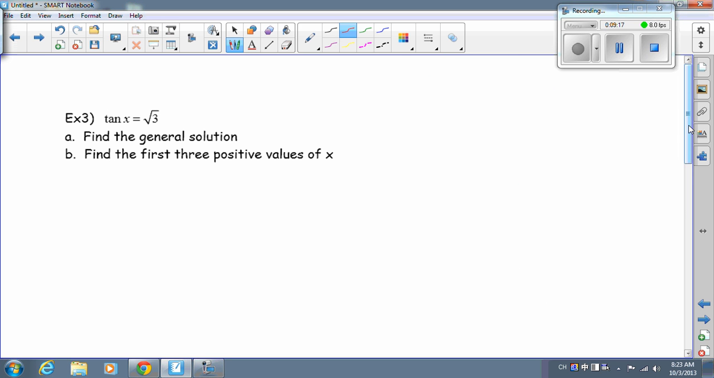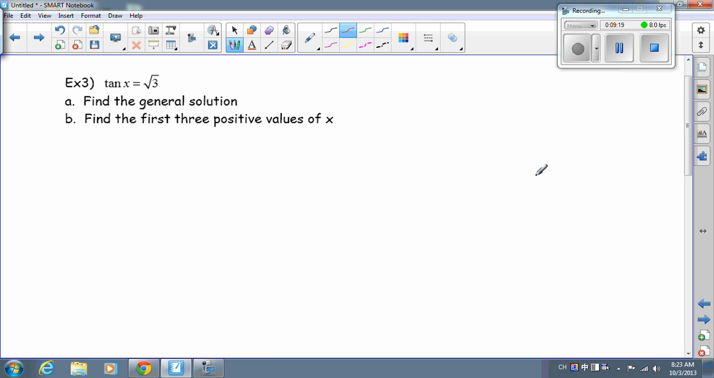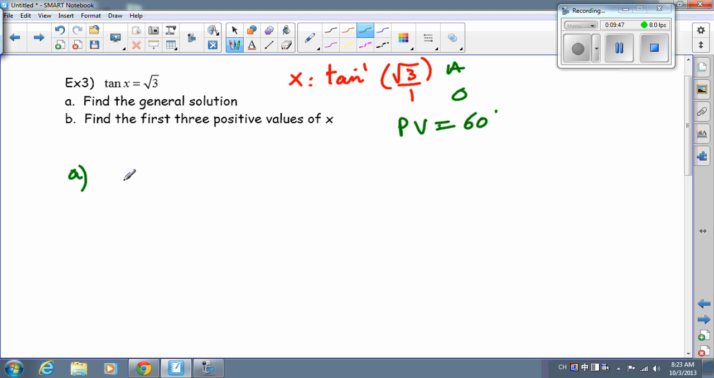The next page now we have an example of tangent. Tangent of x is equal to square root of 3. So this is the same thing as x is equal to the tangent inverse of square root of 3. Keep in mind, this is square root of 3 over 1. So the adjacent is square root of 3, and the opposite is 1. The principal value here is 60 degrees. I would call it PV, and that's 60 degrees. Now, because it's 60 degrees, the general solution would be x equals 60 degrees plus 180n.